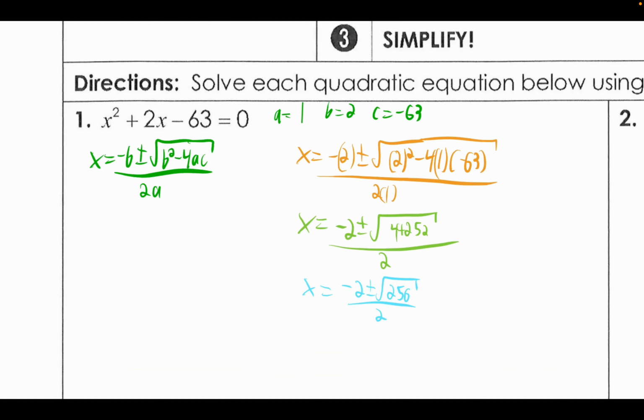And a lot of times people will end up just jumping from this step to this step, especially if they end up typing what is in here into a calculator. And we can now do the square root of 256. If we can do the square root, we do. If not, we look to simplify this square root as much as possible. But the square root of 256 is 16.